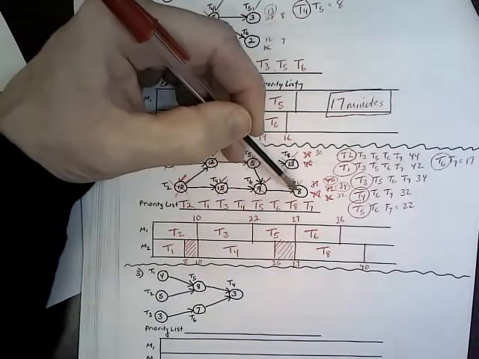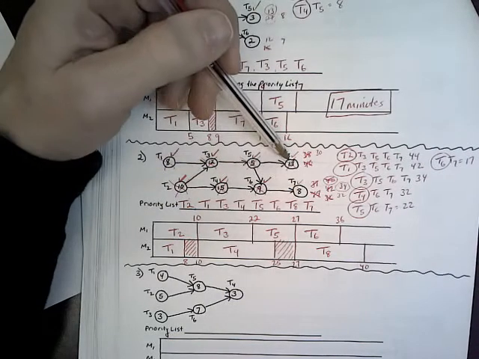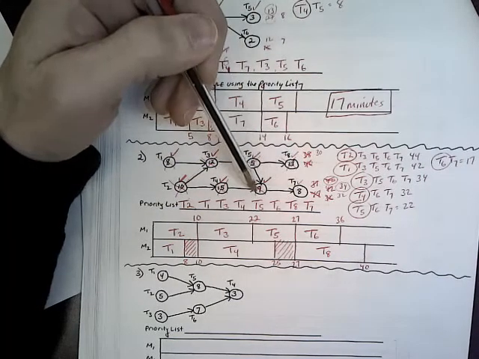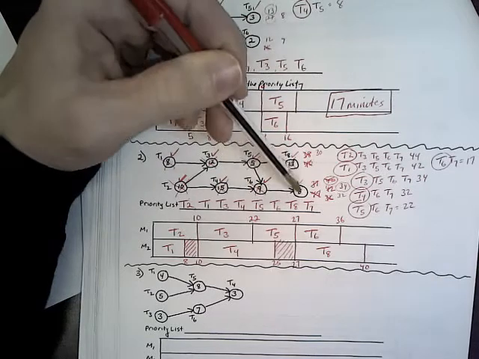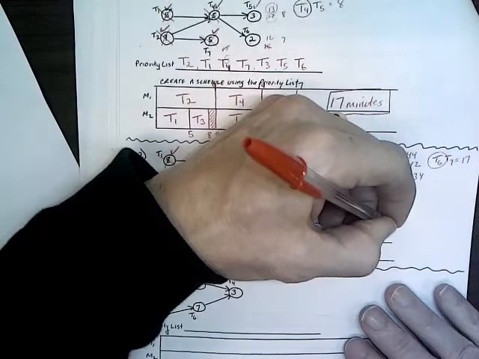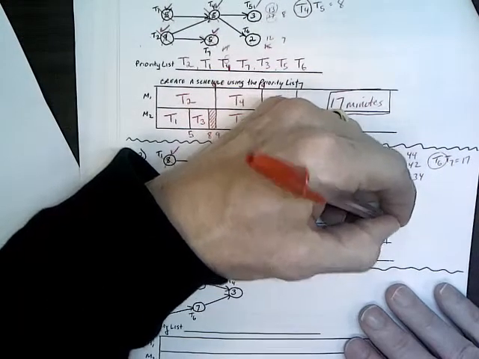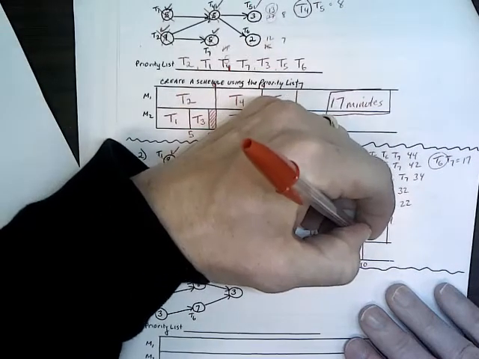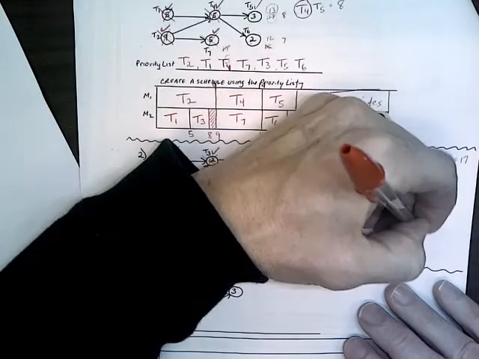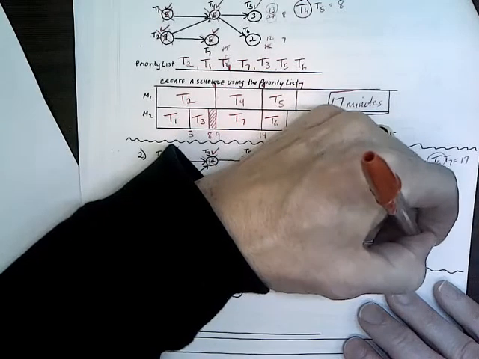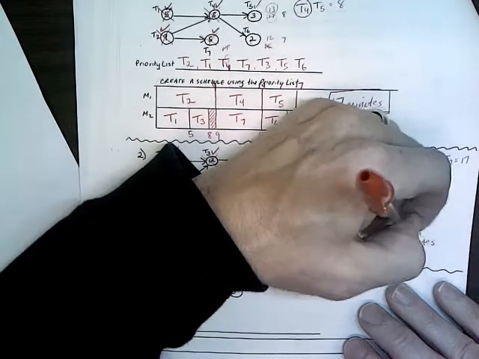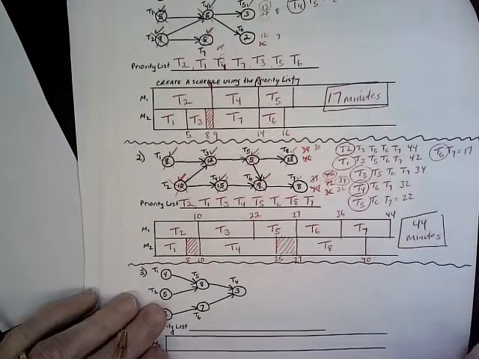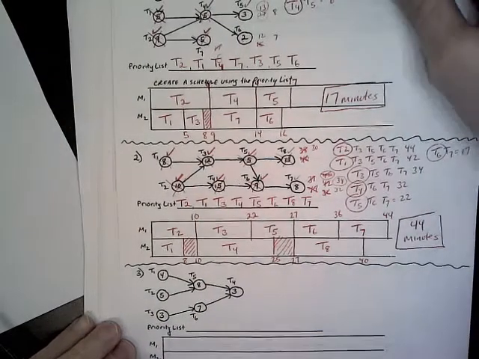And then T7 doesn't have to wait for T8 to finish. T7 can go as soon as T6 is done. It's 8 minutes long. 36 plus 8 takes us out to 44. And that would be T7. So the total completion time here is 44 minutes. Okay, so that's number 2. Okay, number 3.